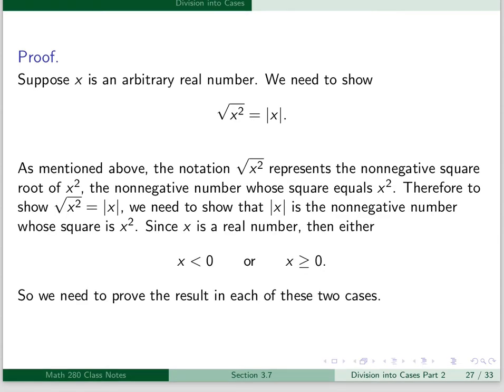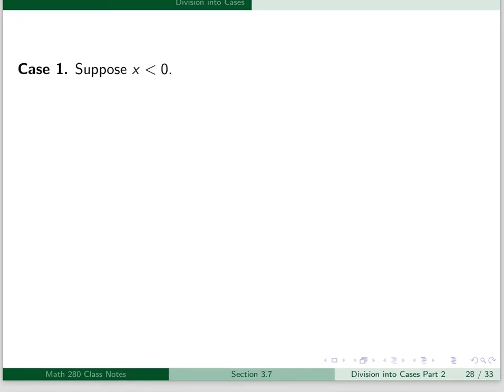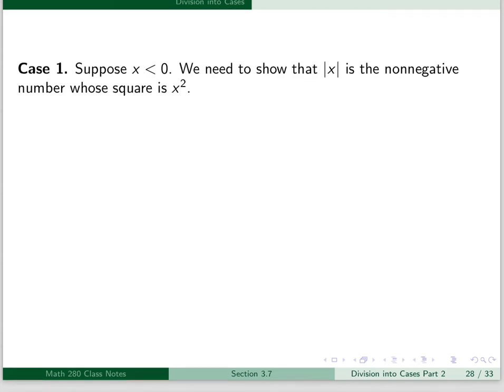Since x is a real number, then we know that either x is less than 0 or x is greater than or equal to 0. So we need to prove the result in each of these two cases. And you'll see that the two cases correspond exactly to the two cases in the definition of the absolute value. So in case 1, we're going to suppose that x is less than 0. And we need to show that the absolute value of x is the non-negative number whose square is x squared.